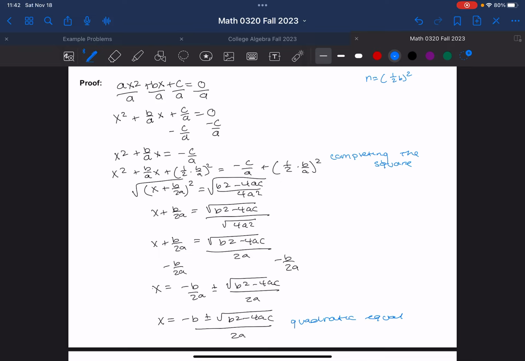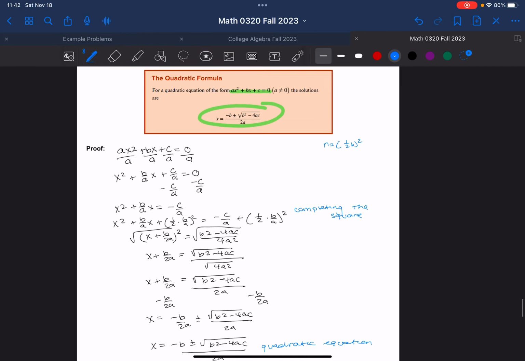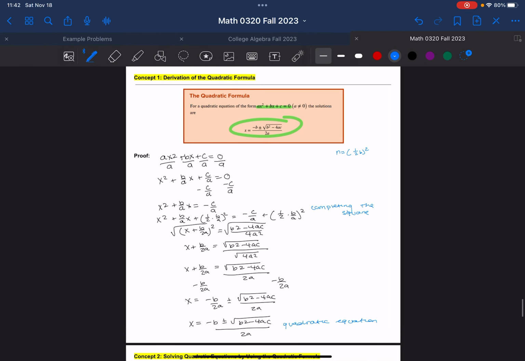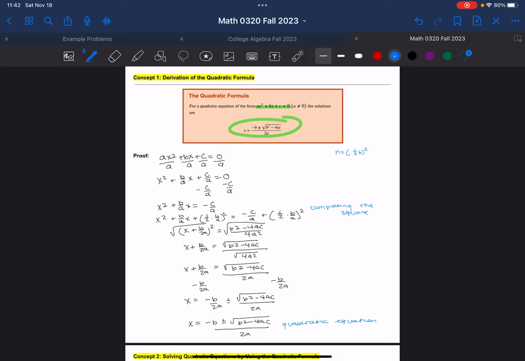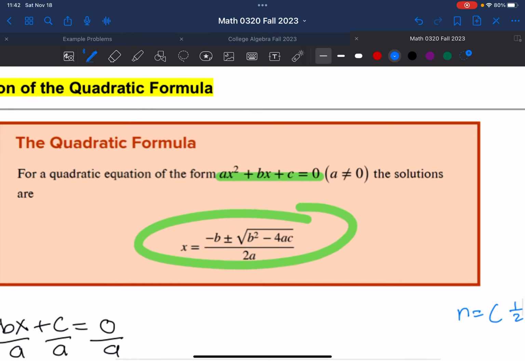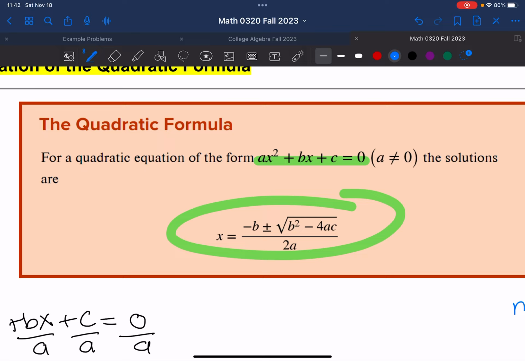This is called a proof. This is not something you will ever see unless you choose to major in mathematics, because then you'll see lots of proofs and you'll even take classes on just this, proving a bunch of different concepts. I just think it's interesting. I just wanted to show you what some more advanced math would look like. But the only thing you need to know from concept 1 is that this is the quadratic formula.